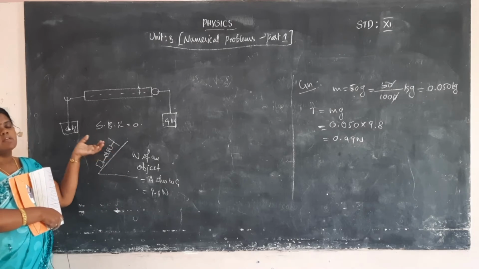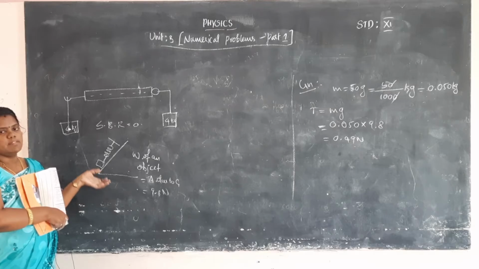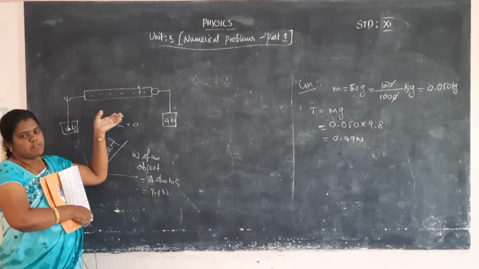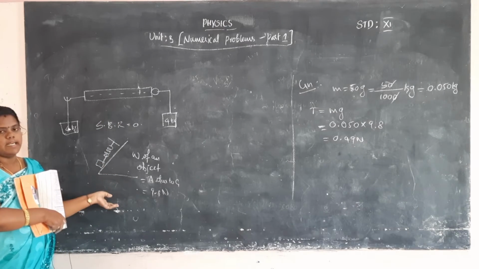What does the first diagram tell? Second, what does the second diagram tell? That is the question being asked. What is the spring balance reading in the first diagram? What is the spring balance reading in the second diagram?